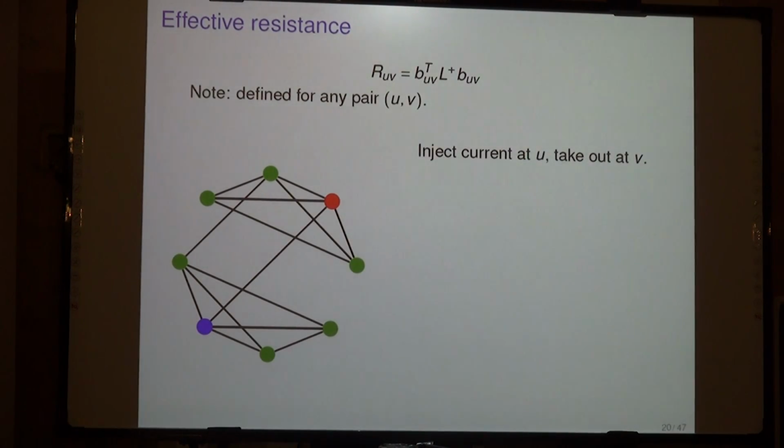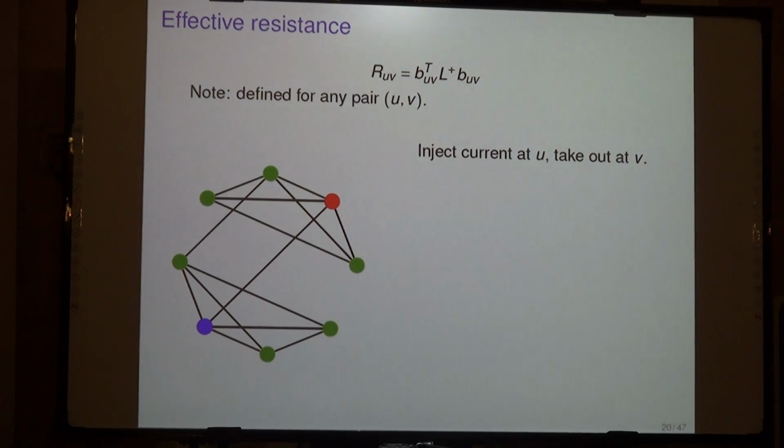Okay, and so now is the point at which we have to figure out what property of effective resistances we will use. Suppose we have a graph G, so here it is, and let's look at an edge, or maybe at a non-edge as well. Let's look at a pair of vertices, U and V. So these are the blue and the red vertices. Now the effective resistance between U and V is not only defined for edges, it's defined for vertices as well. So the effective resistance between U and V is the following quantity. This is one expression for it: B_UV transpose L plus B_UV.